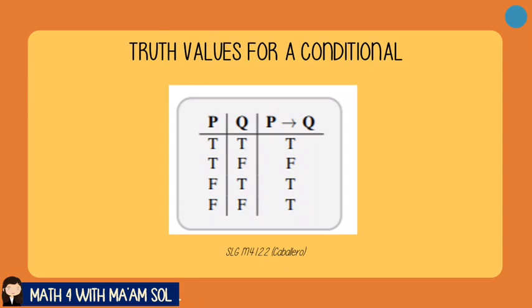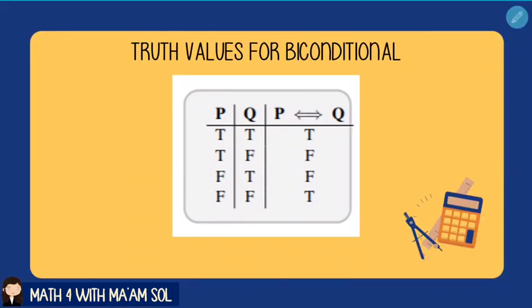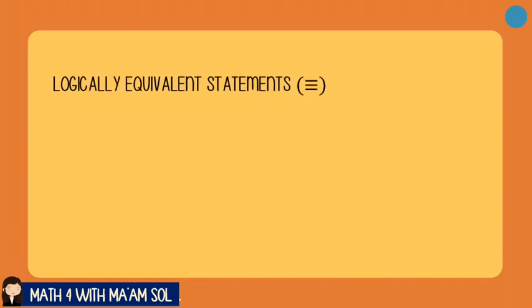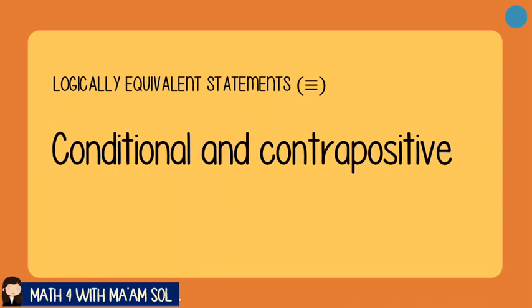We make a biconditional statement when we combine the conditional and its converse with the connector if and only if. It is only true when both statements are true. We would also like to identify logically equivalent statements. When we say that statements are logically equivalent, we mean that they have the same truth value. That is, they are either both true or both false. If we map out the truth tables, we would find out that a conditional is logically equivalent to its contrapositive. To have some practice on truth values, please refer to SLG 1.2.2.